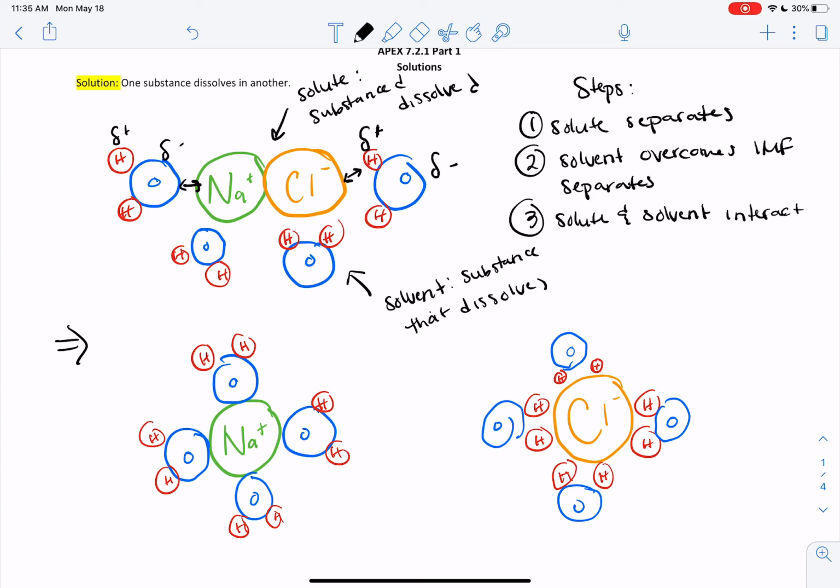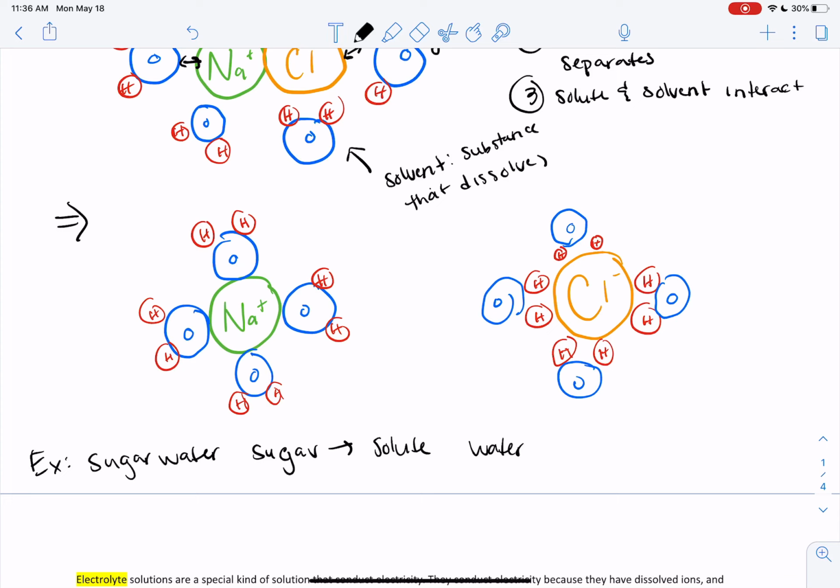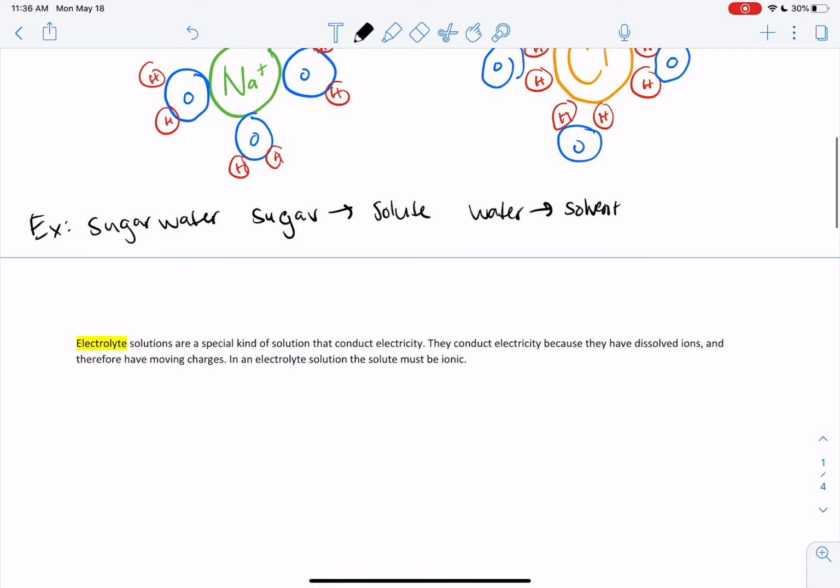Okay, so we need to understand how the solution dissolves, right? We need to understand that at a molecular level. We also need to understand the difference between a solute and a solvent. So let's do one more example here. If we have sugar water, then the sugar is the thing that gets dissolved, that is our solute, and our water is the thing that does the dissolving, so that's our solvent. Okay, so we want to know the difference between a solute and a solvent. Okay, so now let's move on.